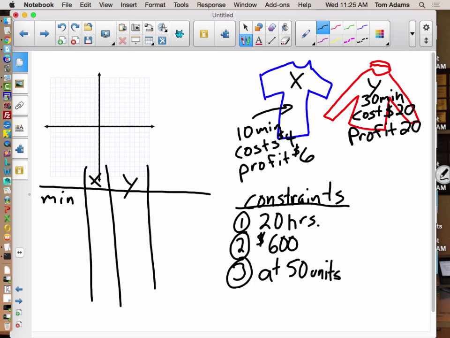10 minutes. So 10 minutes per shirt. How many minutes to make a sweatshirt? 30 minutes. So I'm going to say 30 minutes per sweatshirt. How much time do I have total? 20 hours, which is equal to 1,200 minutes. Does that make sense?